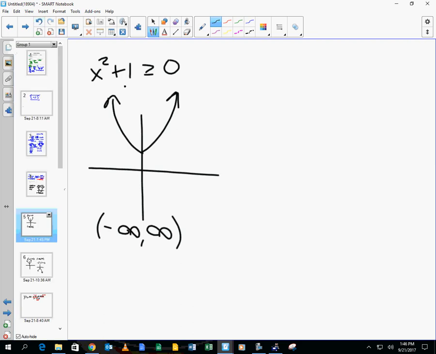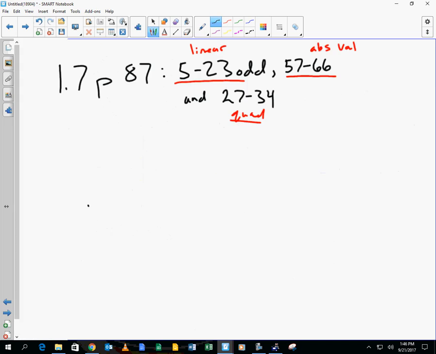Here you go. You haven't had an assignment for a while. You guys look like you need to do some math. 5 through 23, those are all linear. 57 through 66 are absolute value. And then 27 through 4, those are quadratic, okay? This assignment for 1.7 with inequalities, I would say, is really one of your most important ones of the unit. This is going to be good stuff for you to work through, okay? So nose to the grindstone.